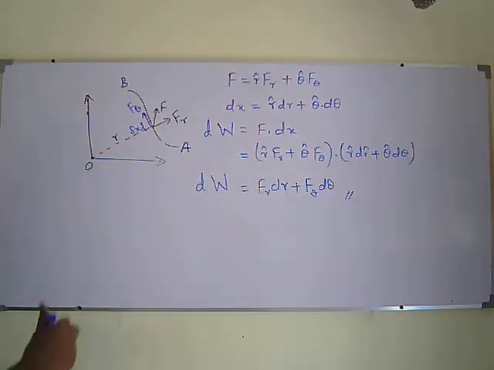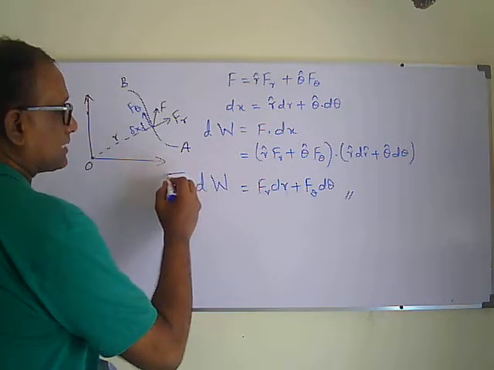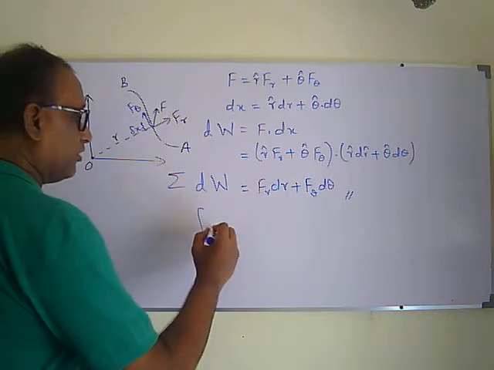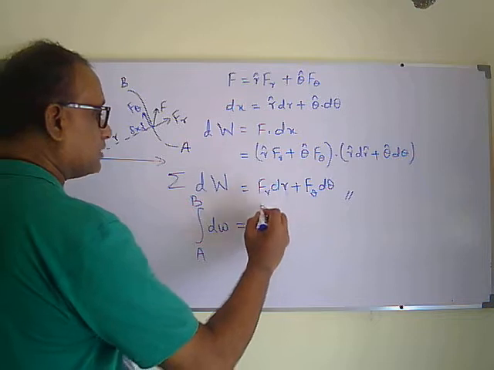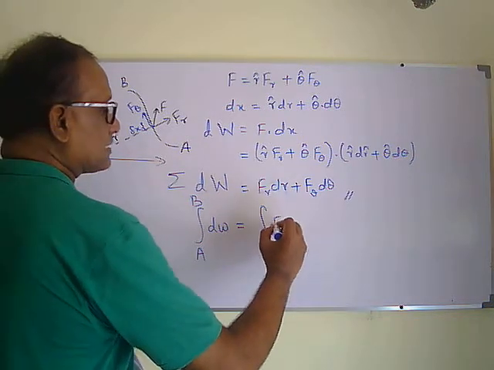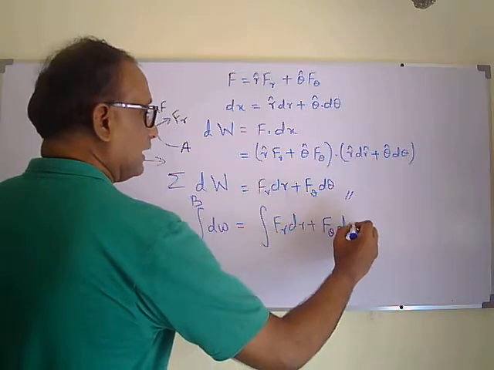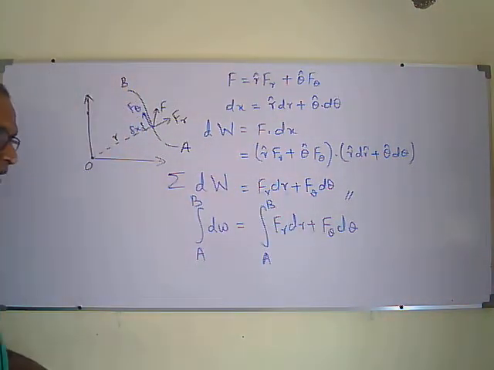If I want to find the total work done from A to B, I should integrate it, is it? That is the summation, because work is a scalar quantity. Summation means the integral of dw from A to B, right? So I should integrate these factors, Fr dr plus F theta d theta, from A to B. Okay, I hope you understood. That's the way actual work done is defined. Remember that.